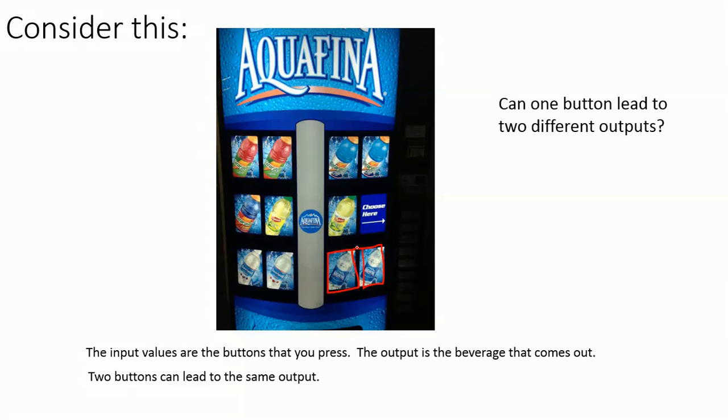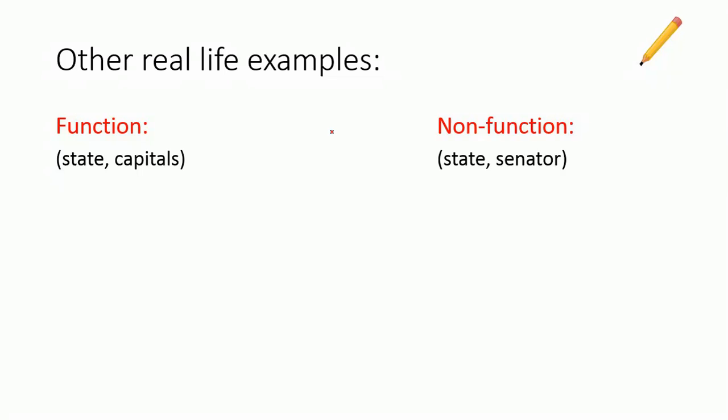But can one button lead to two different outputs? Let's say I push this blue Gatorade button right here, and I get a blue Gatorade. My friend right behind me pushes the same button, and she gets a green tea. That's broken, right? The pop machine would be broken. We'd be angry. I wanted blue Gatorade. So that is the difference between a function and not a function. Not a function would be me pushing blue Gatorade and getting green tea. One button can only lead to one kind of output, or one kind of beverage coming out.